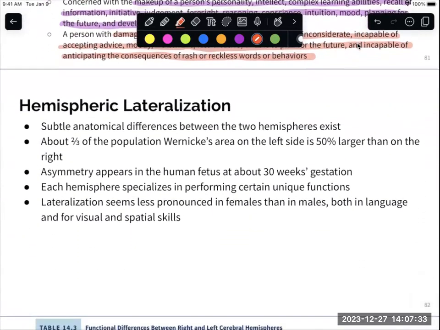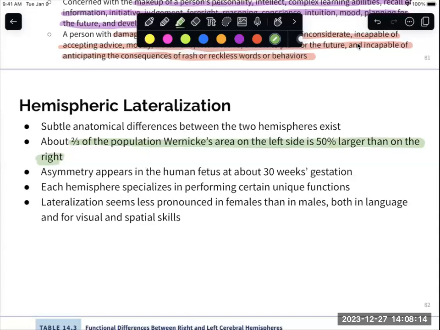Hemispheric lateralization. This is the small differences between the two hemispheres, the right and the left. In two-thirds of the population, Wernicke's area is on the left side, and it's 50% larger than the right side. This asymmetry that happens in the brain tends to start being noticed about 30 weeks of gestation. So each hemisphere is going to specialize in different functions.